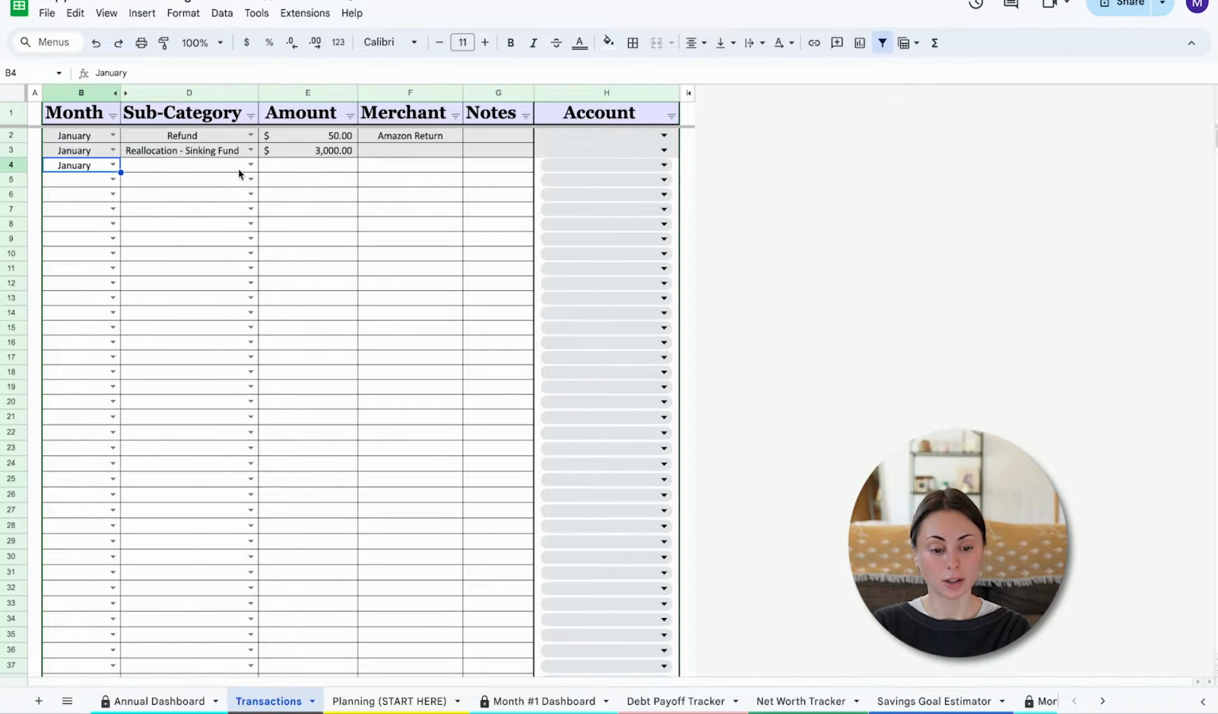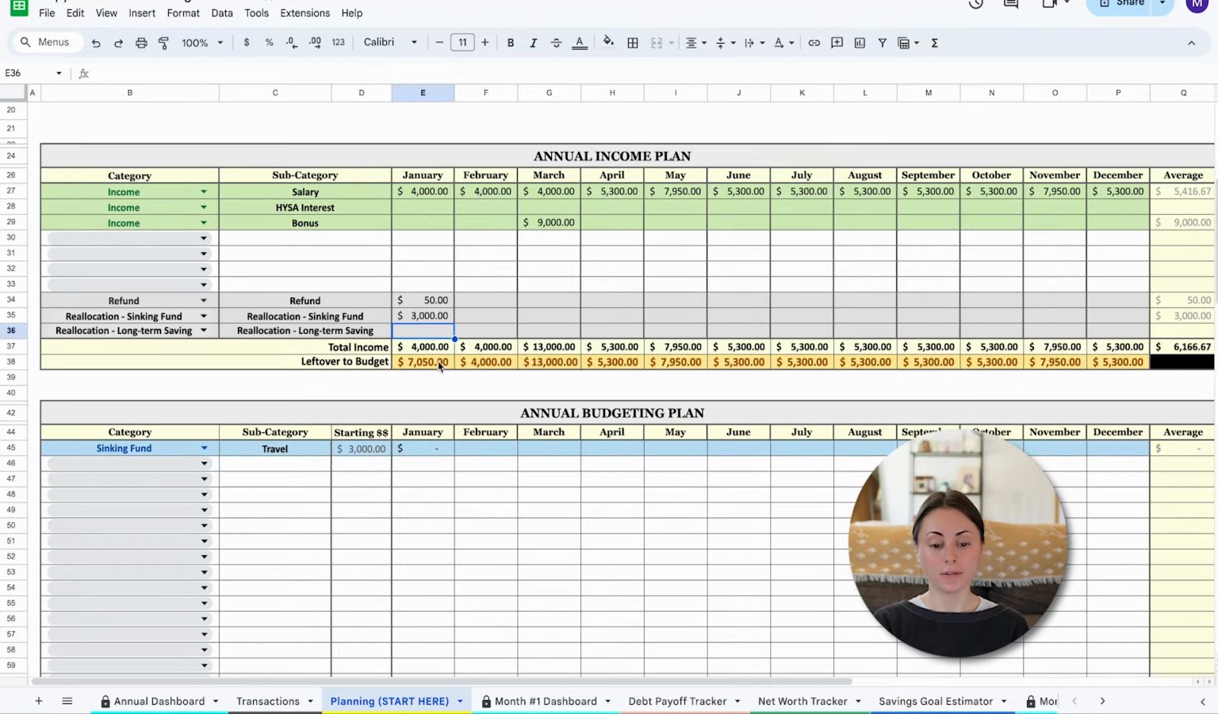And then you'll also enter travel, $3,000. And this is telling the budget you're taking $3,000 out of travel specifically, and then you're reallocating in your sinking funds $3,000. So it's making sure that it doesn't show that you spent $3,000 out of travel. It's just taking it out. So you'll go back to planning and you'll have an extra $3,000 to budget with, and you can put that money anywhere and it won't affect your income and it won't affect your spending. So that's basically the purpose of the reallocation.